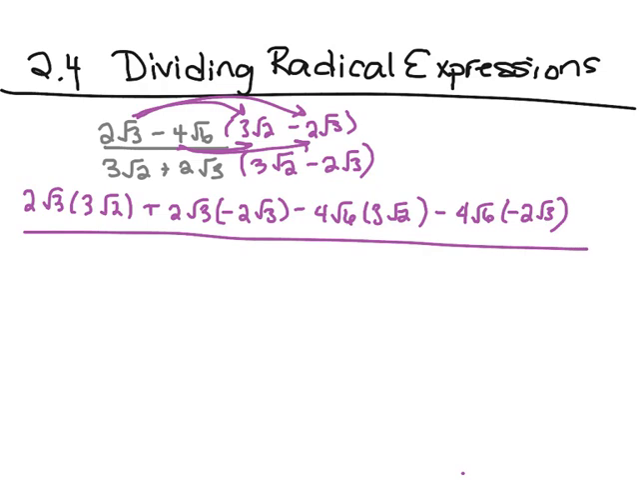And on the bottom, we have a difference of squares, so 3 root 2 squared minus 2 root 3 squared. Except I put a 3 again. Oh my gosh.